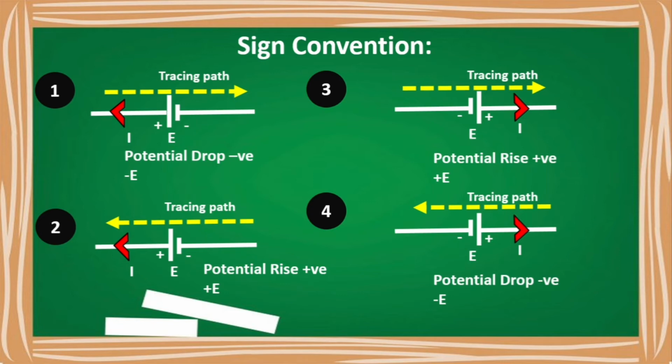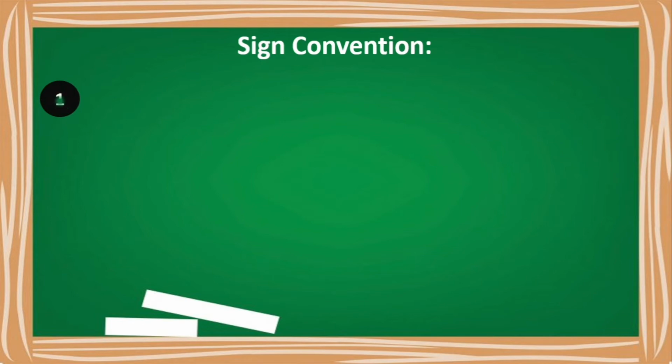Now we have seen all the possibilities in case of EMF sources. Let us see what about the IR drops. If I have a resistance, I need to have for sure the direction of current, otherwise I will not be able to predict whether it's a potential rise or a potential drop. More or less it is always given in the numerical. So now let me take for example the current direction is this. So the current is flowing from the left hand side to the right hand side.